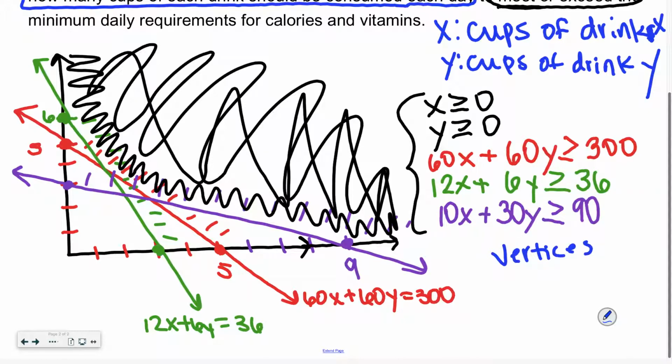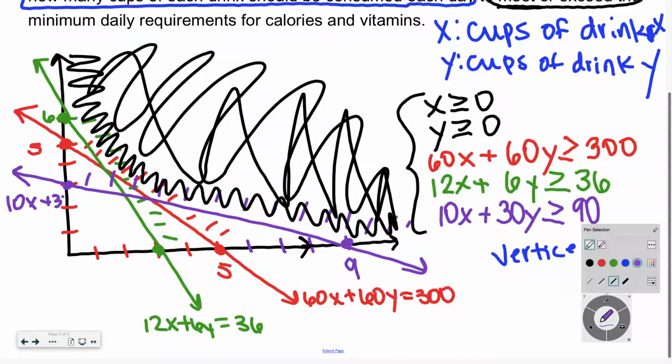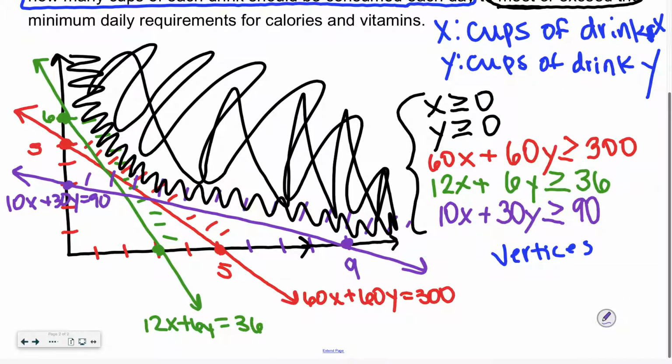Oh, you know what I forgot to do? I forgot to label my line, and I am so sorry about that. This was the line 10x plus 30y equals 90. How many vertices do we have? I hear 3, I hear 4. Brainstorm and point out at your table what you think the vertices are.